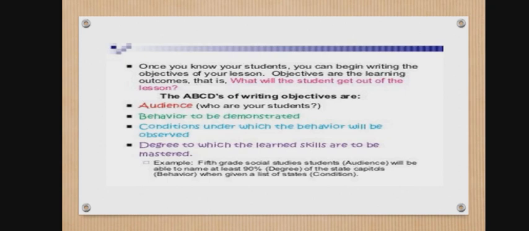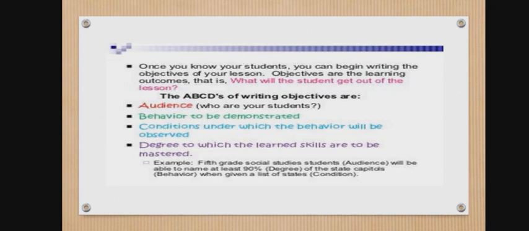Once you know your students, you can begin writing the objectives of your lesson. Objectives are the learning outcomes. What will the students get out of the lesson? The ABCDs of writing objectives are: first, audience. Who are your students? Next is behavior to be demonstrated. Next, conditions under which the behavior will be observed. Next, degree to which the learned skills are to be mastered.